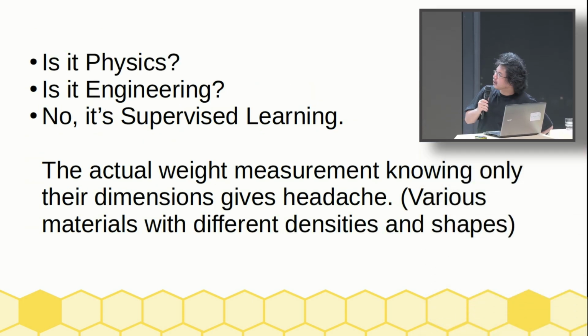So maybe you wonder what the talk is about from the title. Is it physics or is it engineering? No, it's supervised learning, because we can estimate the actual weight from the car dimensions. We know the density of materials, but a car consists of many materials with different densities and different weight distributions as well. So it's going to give an edge. So let's just fit everything into supervised machine learning.